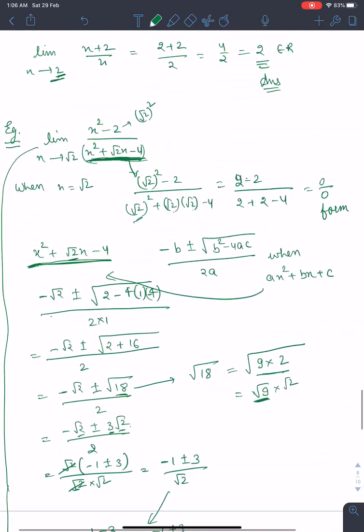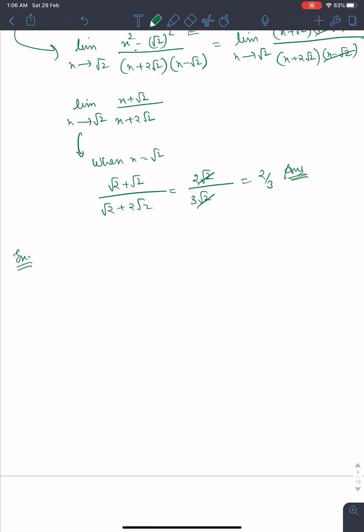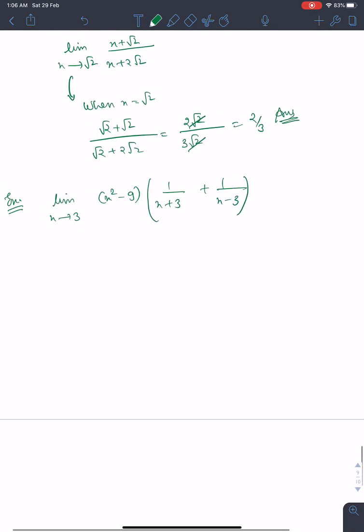So in the next part, okay, let's do one more question if you want to do. Let's say limit x tends to 3, (x square minus 9) into (1/(x + 3) + 1/(x - 3)). Okay, so again simplify this. See, again I am not going to explain each and every part. I hope you understand what exactly I have done here. I factorized this a square minus b square as (x - 3)(x + 3).